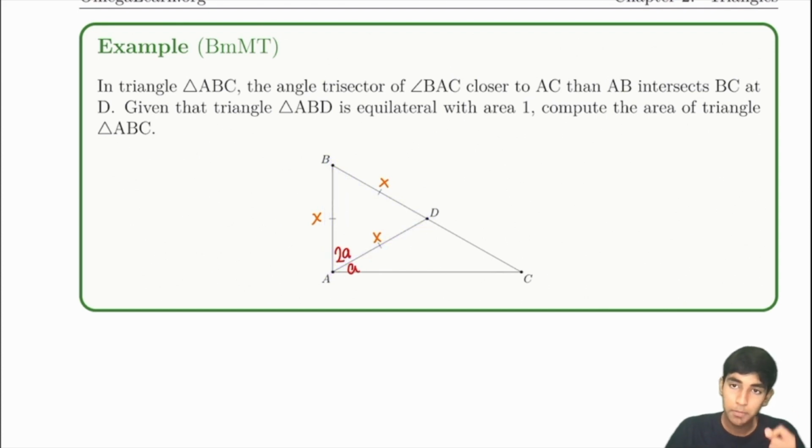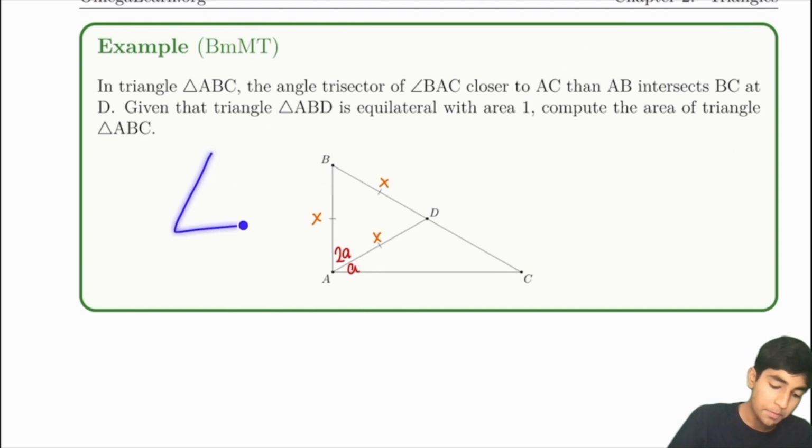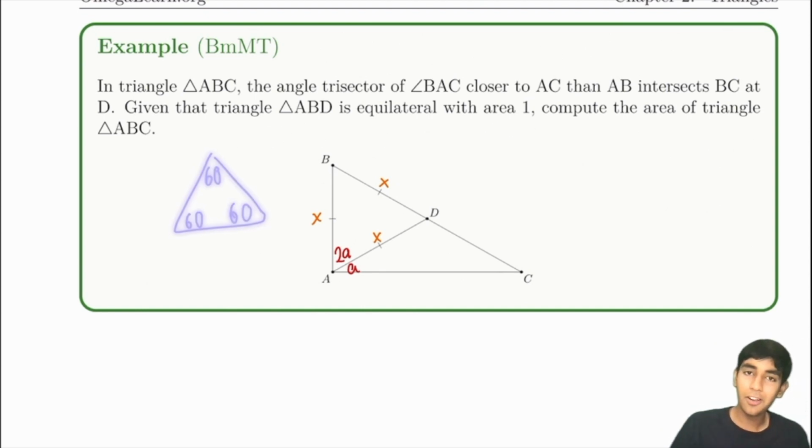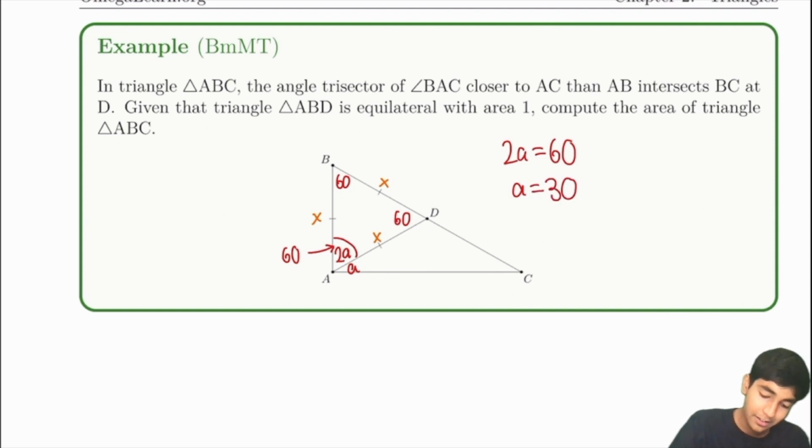Equilateral triangle means all three angles of it are equal. We know equilateral triangles, all angles are 60 degrees because they're all equal. So that means 60, 60, and this angle is also 60. 2A is 60, so A is 30 degrees. So this is 30, 2A is 60, and yeah.